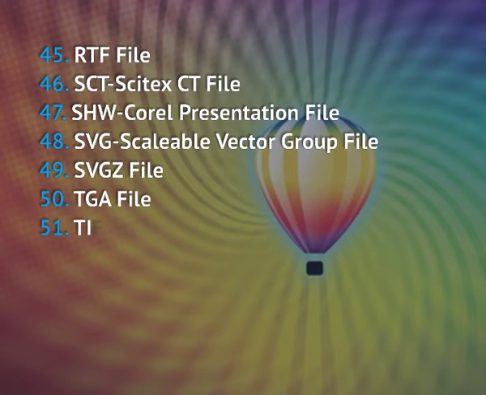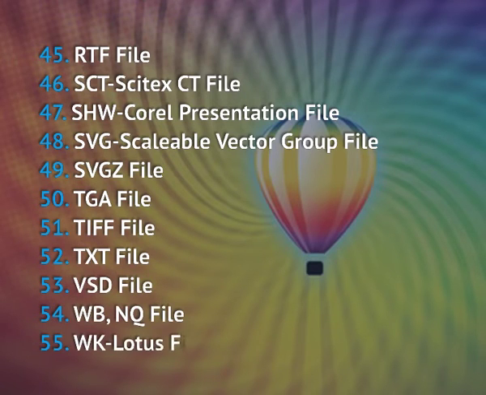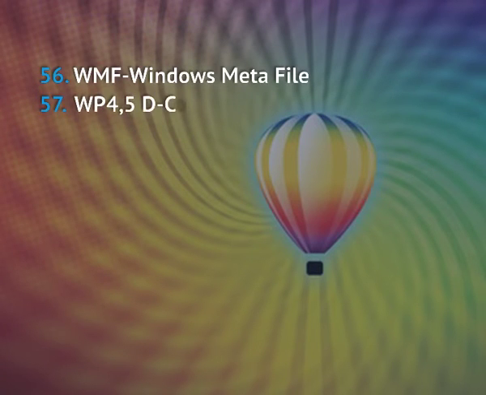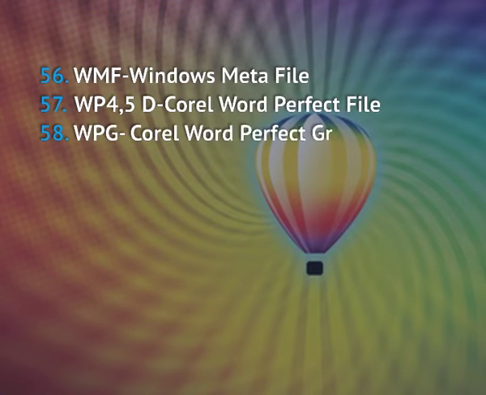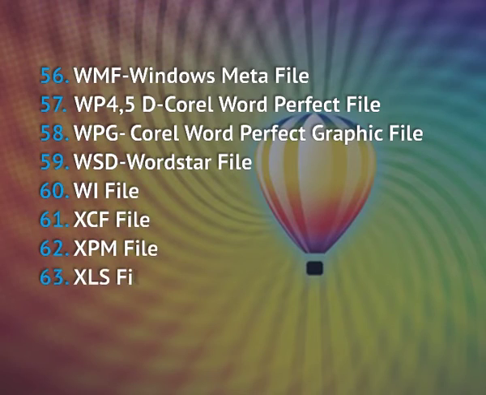file, TGA file, TIFF file, TXT file, WSD file, WB1 file, WK Lotus file, WMF Windows Metafile, WP4, WP5 Corel WordPerfect file, WPG Corel WordPerfect Graphic file, WSD WordStar file, WI file, XCF file, XPM file, XLS file. Well, we hope you are now well updated about the file formats which can be imported in CorelDraw. So with our last topic, we would like to finish today's episode of CorelDraw here.